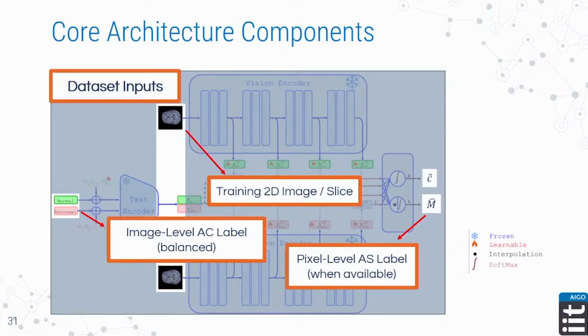We provide the image level classification labels, which are balanced between the normal and abnormal. And when available in the data, we also use the segmentation map. And the output is given in terms of classification score, here C, and the segmentation map M.